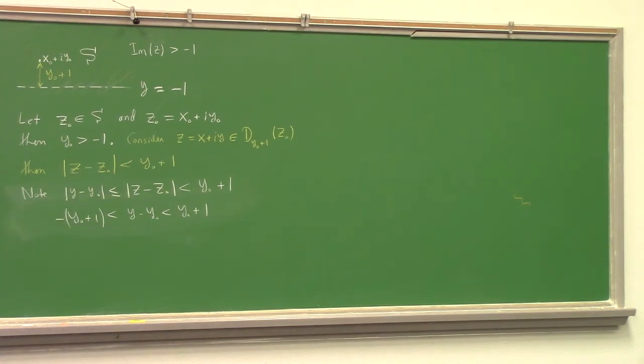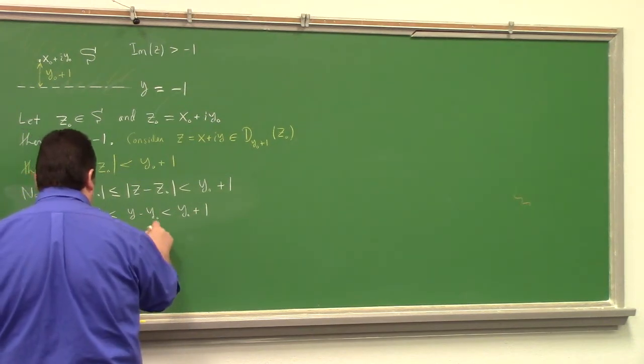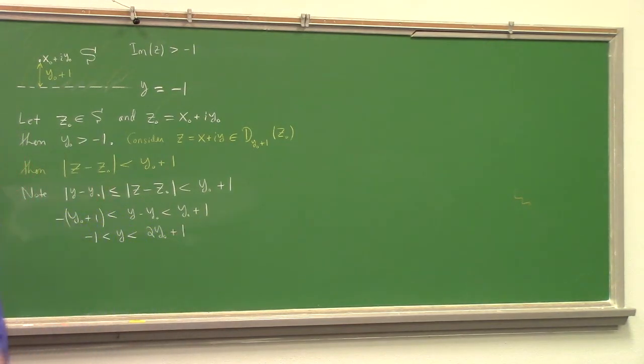So then what I'm going to do is just add y naught across it, and this gives me minus 1 is less than y is less than 2y naught plus 1. The upper bound I don't care about. The lower is all I need. See, that says that y is greater than minus 1, right?